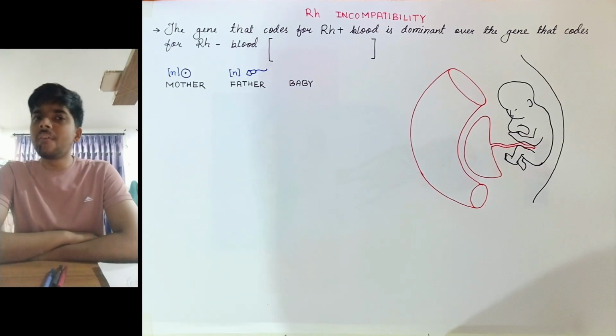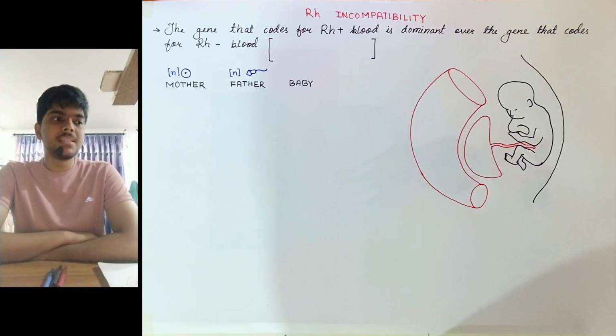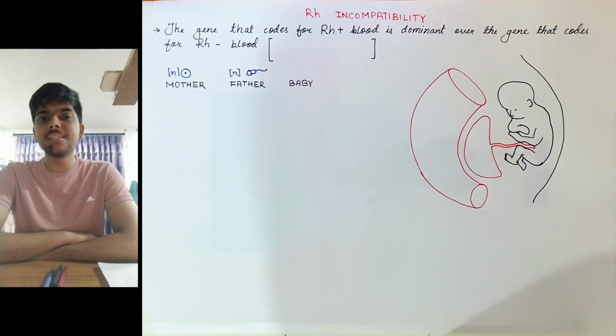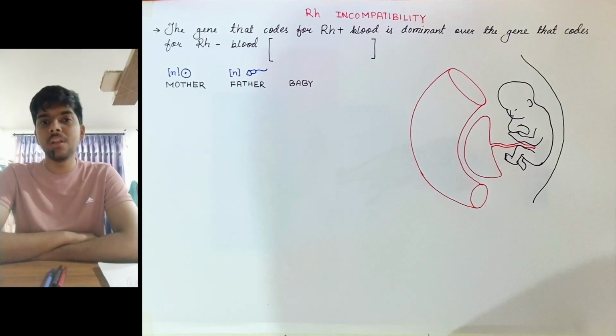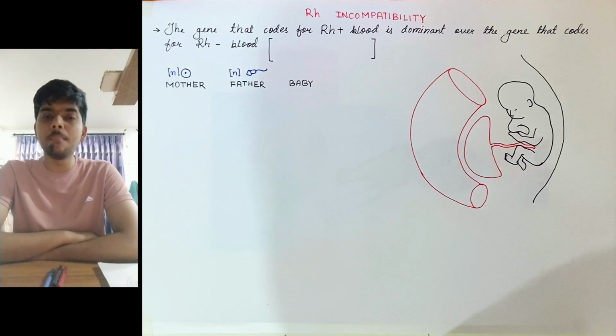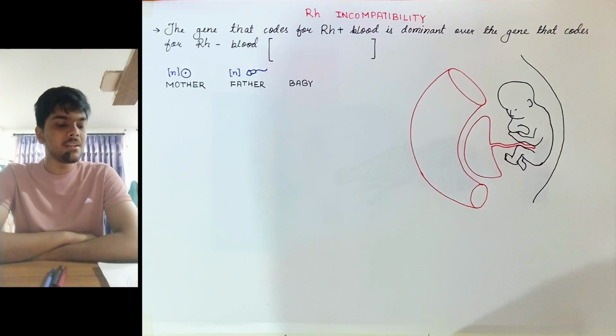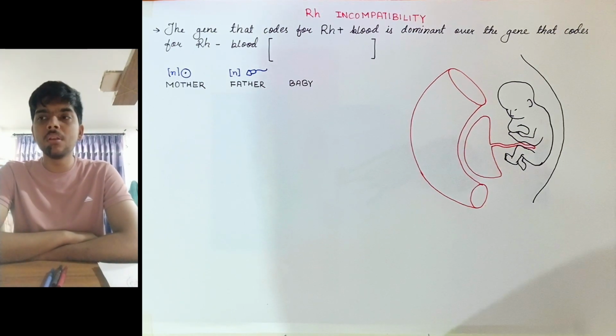Now the question arises: I said RH negative blood and RH positive blood can't stay together, they are incapable of staying together, so they are incompatible with one another. And since this incompatibility has occurred due to the RH antigen and the antibodies against this RH antigen, this particular incompatibility is known as RH incompatibility. And RH incompatibility can be seen in pregnant women.